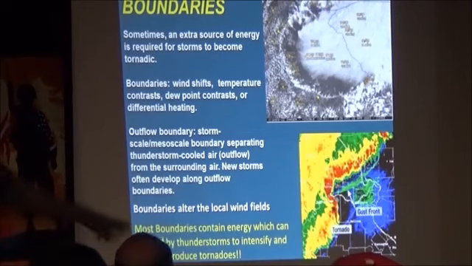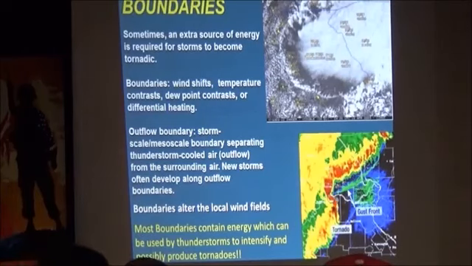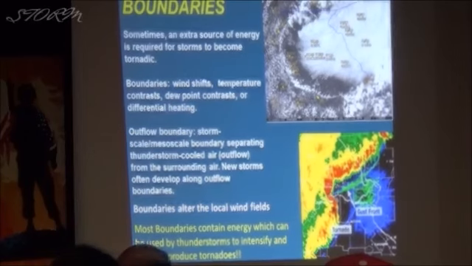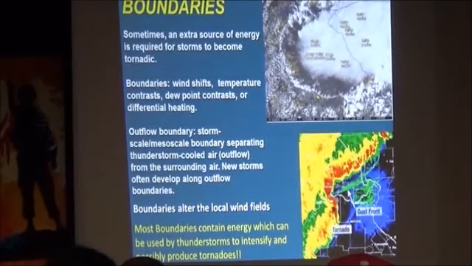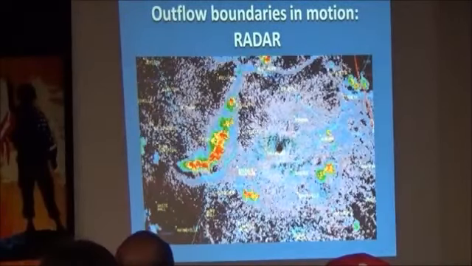The bottom line is most boundaries contain energy which can be used by thunderstorms to intensify and possibly produce tornadoes, even on days that tornadoes may not even be forecast. They're that important, so we have to watch boundaries. What happened here? I couldn't tell you off the top of my head if tornadoes were forecast or not this day, but nonetheless there was a boundary that intersected and a weaker tornado was spawned.